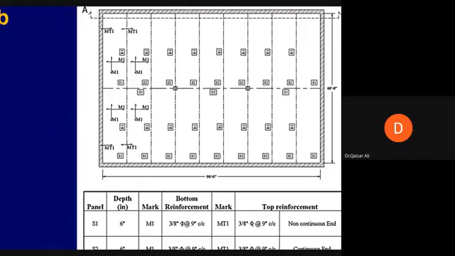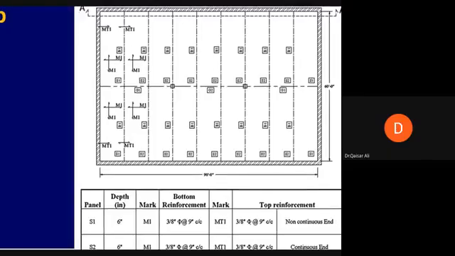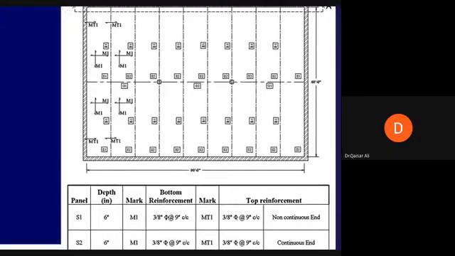The thickness of the S1 and S2 both are 6 inch. M1 mark means bottom reinforcement 3/8 at the rate of 9 inch center to center, in both ways, because shrinkage reinforcement and main reinforcement both are the same. However, MT1 is negative reinforcement. MT1 is again 3/8 at the rate of 9 center to center at non-continuous and continuous end.